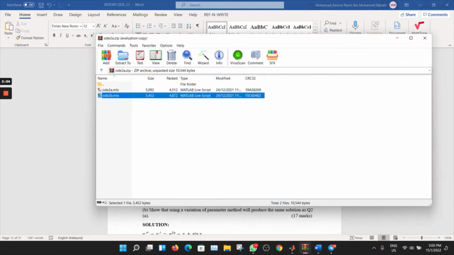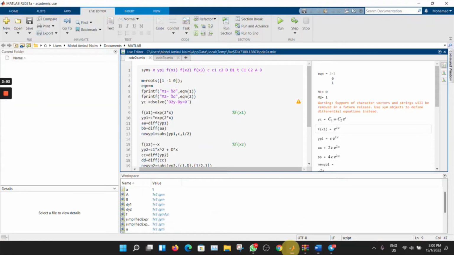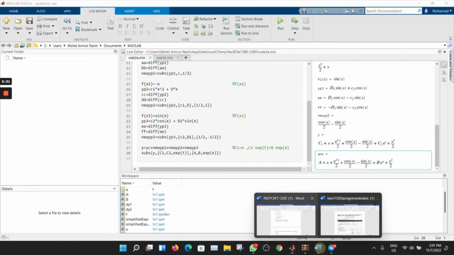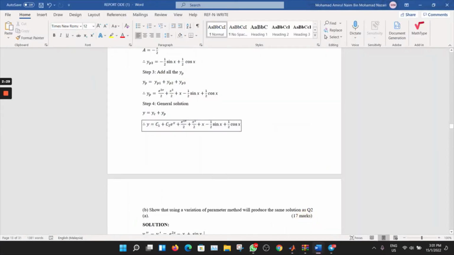Next I will show the simulation. This is the simulation for question 2a. First we get m1 equal to 0 and m2 equal to 1. You can see in the simulation that the final answer is the same as the manual calculation.